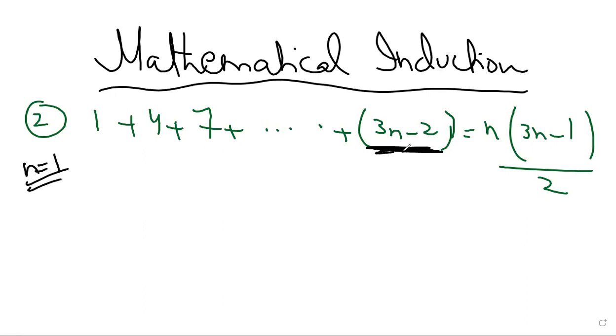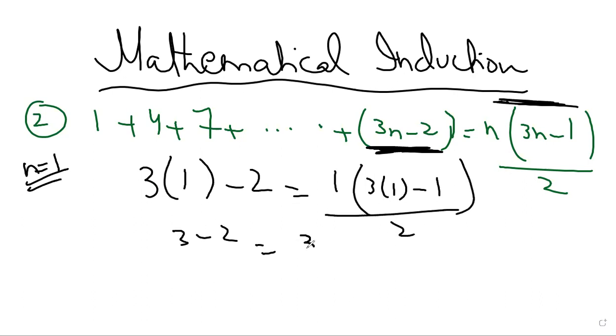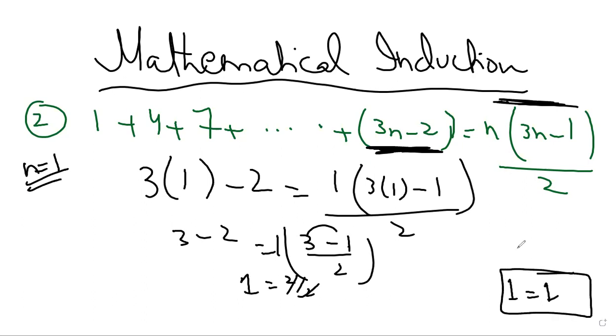This is the last term, Tn, and this is the sum value. That should be equal. Like 3 into 1 minus 2, and 1 into 3 into 1 minus 1 upon 2. 3 minus 2, and 3 minus 1 upon 2 into 1. It will become 3 minus 1 is 2, 2 upon 2 is 1, and 3 minus 2 is 1. It means that the left hand side and the right hand side values are the same. It means that it is valid for n equal to 1.